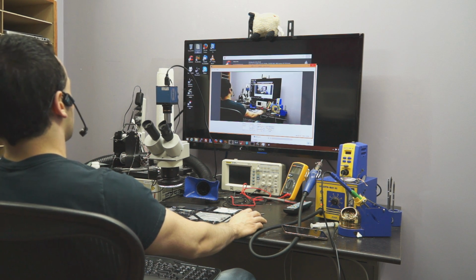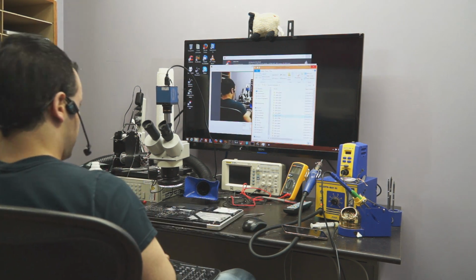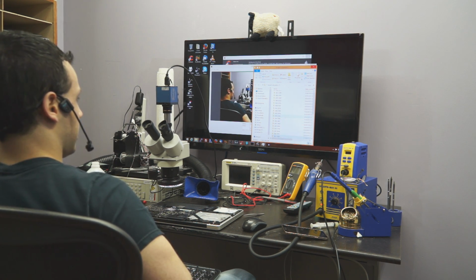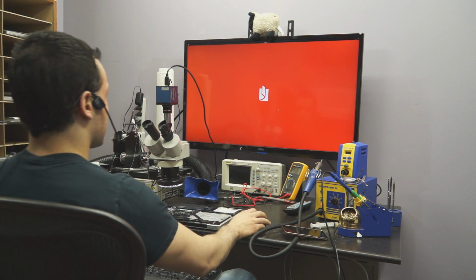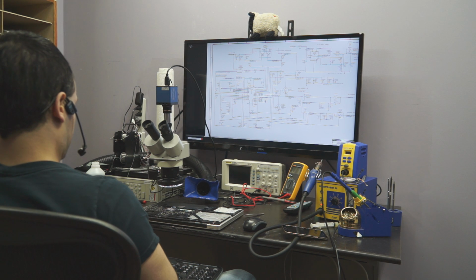It just works. So I'm going to open the board view and show you what that is. I'm going to try to explain some of the circuit. And after that, I'm going to go home, because it is late and I'm tired.